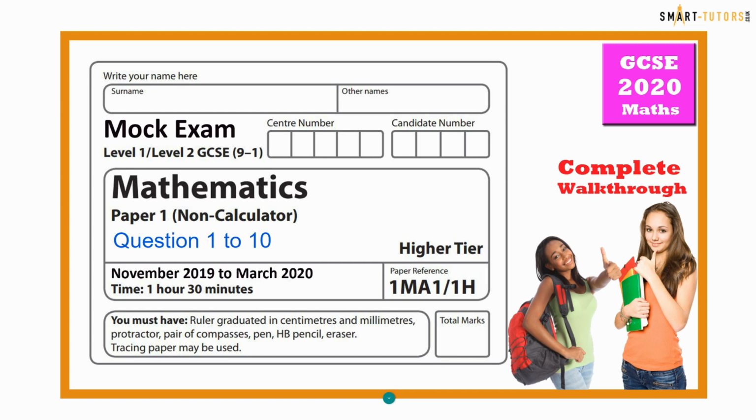We are going to be publishing the sample mock exam questions for GCSE from now until the end of January 2020, which will help for those who are sitting for the GCSE 2020 examination.